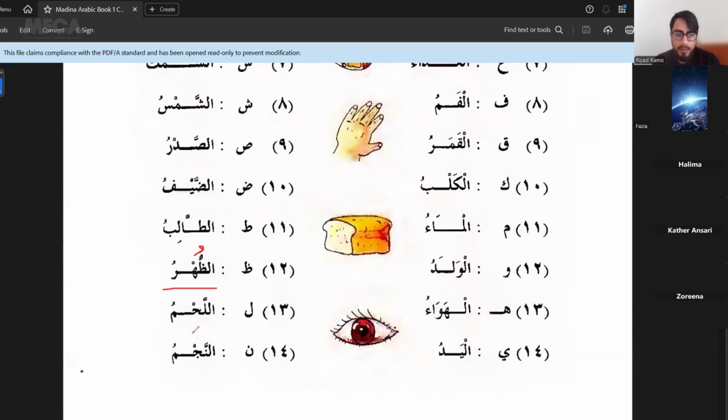Al-lahmu, the meat. Al-najmu. We read this, right? What is it? Star. Oh, good. So an-najmu, we do not say al-najmu, no. An-najmu, right? Just like that. All right, very good. Any questions?